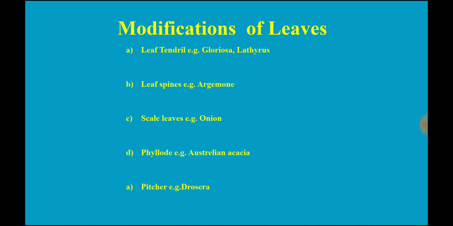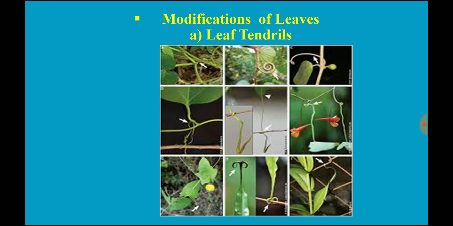So modification of leaves consists of leaf tendrils, leaf spines, scale leaves, phyllodes and pitcher plants. So these are the different kinds of modification of the leaves. Let us see one by one.